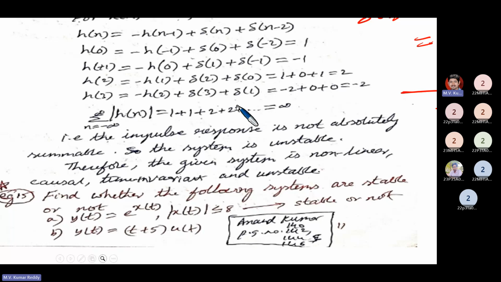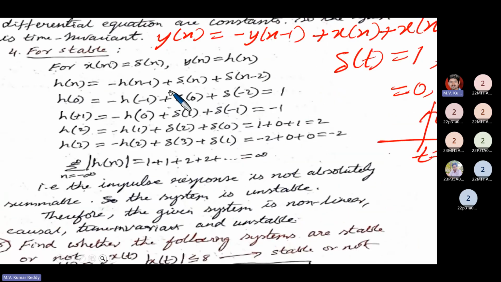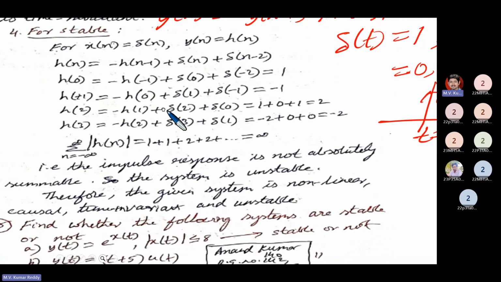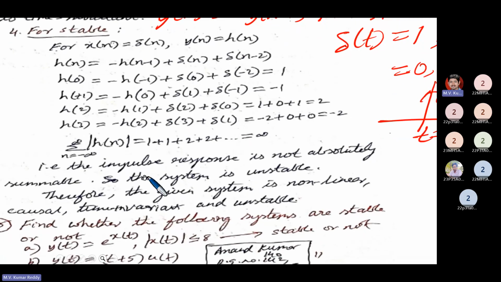He may ask a question. Whenever he gives this equation and asks whether it is summable or not, then you have to do this process. So you have to do this process, and the impulse response is not summable. Why? Because it is equal to infinity. So the response is not absolutely summable. The system is unstable.